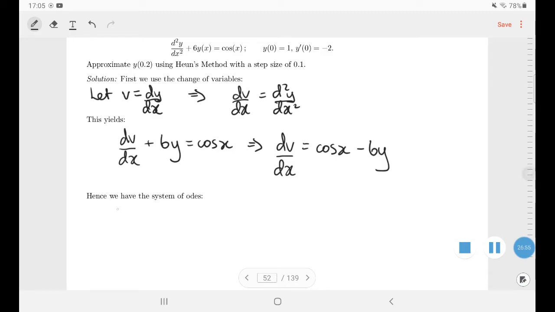Let's do the equation for v first. So dv/dx is equal to cos x minus 6y. And that should come together. It's an initial value problem. What's the initial value of v? Now v is the derivative of y. And if you look above, we have y dashed of 0 equal to minus 2. So v of 0 is equal to minus 2.